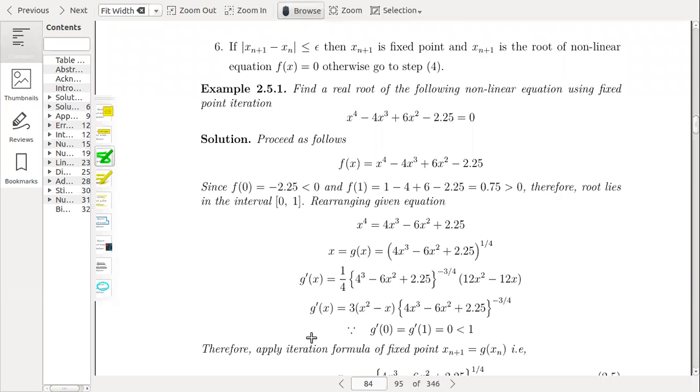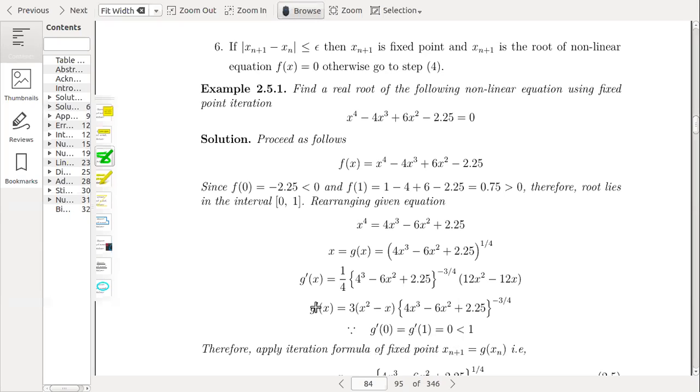So g prime of x is equal to 3 times (x^2 minus x) times (4x^3 minus 6x^2 plus 2.25) to the power minus 3 by 4, because 4 will divide 12, so 4 threes are 12. Since g prime of 0 is equal to g prime of 1 equal to 0.